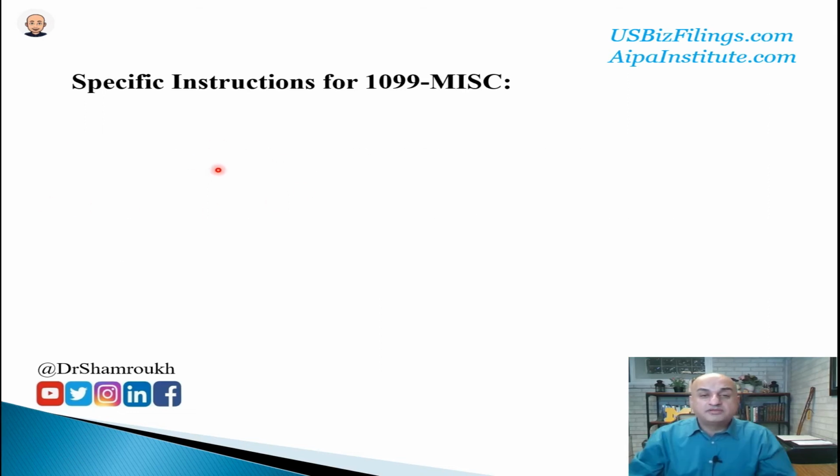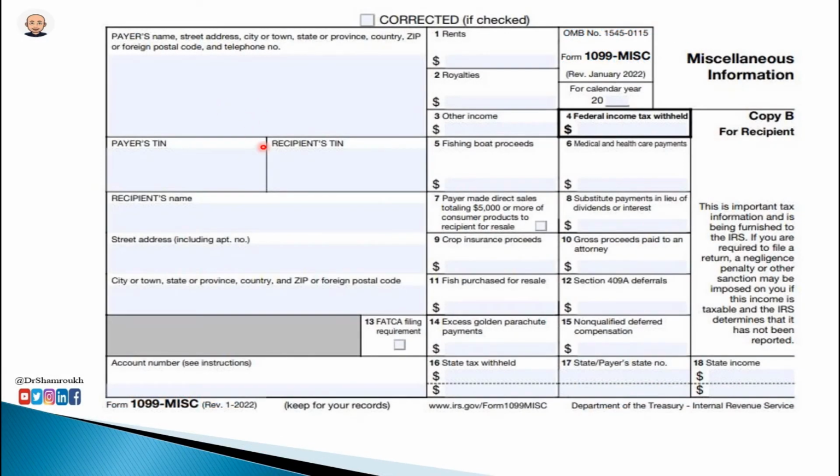Now let's talk about the 1099 miscellaneous. Let me show you how this form looks. As you can see here on the left side, same information about the payer and recipient, similar to the 1099 NEC. On the right side, you can use this form to report in box number 1 any payments you made for rent.